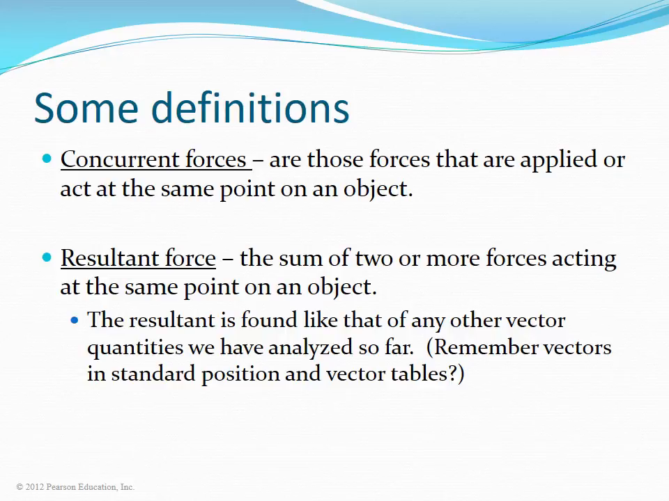Concurrent forces are those forces that are applied or act at the same point on an object. The resultant force is the sum of two or more forces acting at the same point on an object. The resultant force is found like that of any other vector quantities we have analyzed so far. If necessary, review vectors in standard position and vector tables.